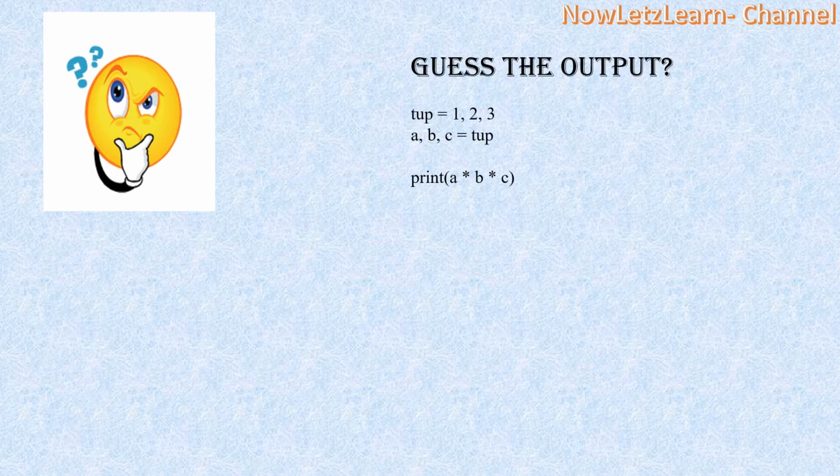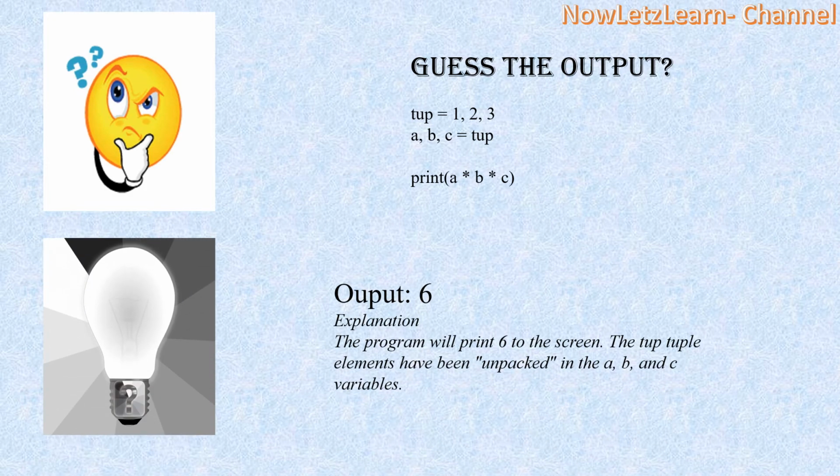Okay, this is strange. What is that? tup is equal to 1, 2, 3. Since we are using commas, it's understood that tup is a tuple variable. Okay, that's fine. What is a comma b comma c is equal to tup? What is happening here? And what happens if you print a star b star c? Let's check this out. There you go. It prints 6.